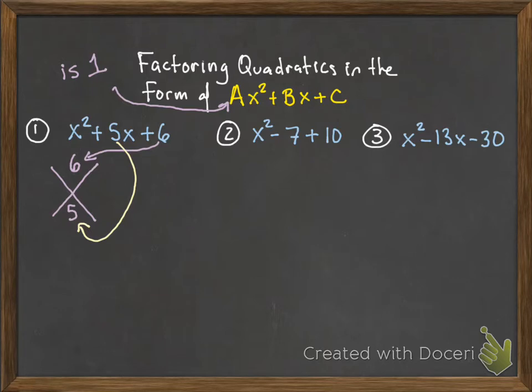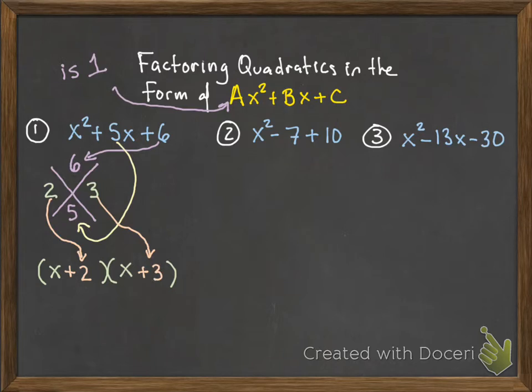Once you find them, you say, okay, let's test this. 2 times 3 is 6, and 2 plus 3 is 5, and therefore I can factor. I put the x's out in front, kind of like setting this up, and then I put the numbers that I just solved for right here. That gives me x plus 2 and x plus 3.